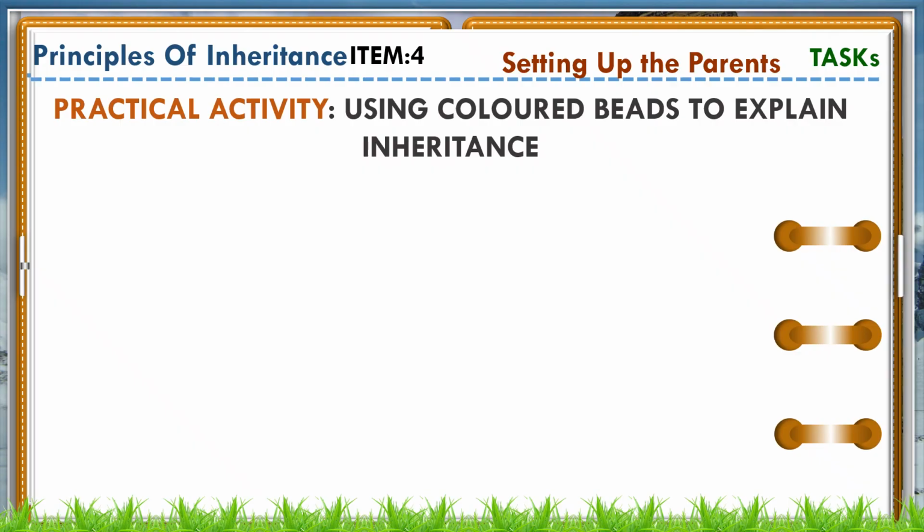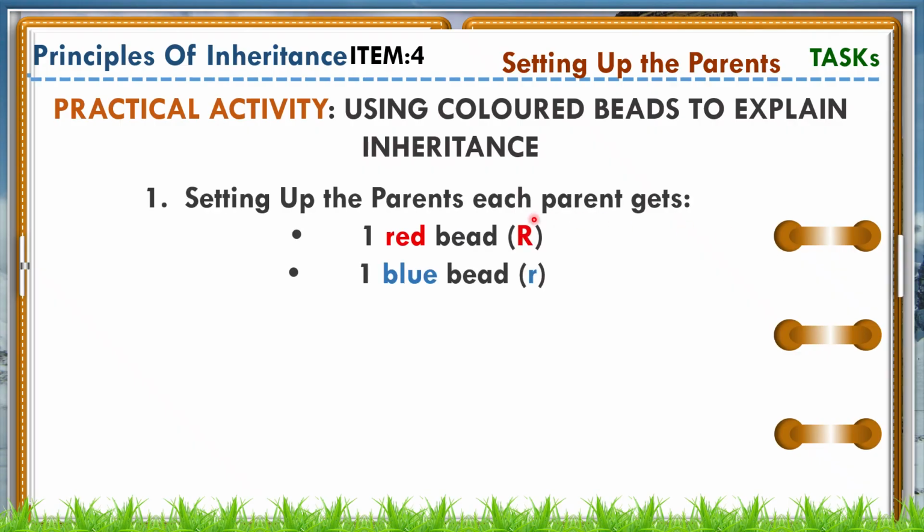Tasks. Setting up parents. Each parent gets one red bead and one blue bead. So we are going to set up our experiment, and we shall have two parents, but each parent should get a red bead and a blue bead.